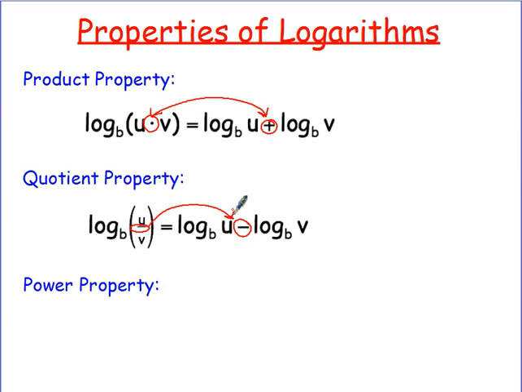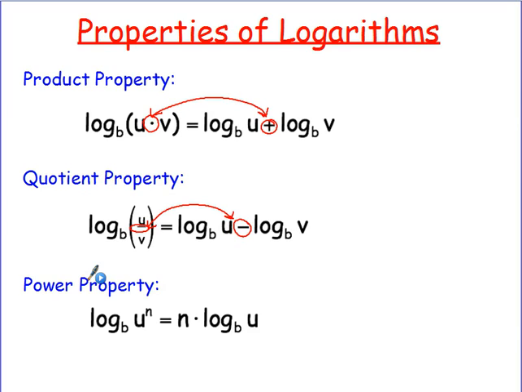The other way works as well. If you have two logs that are subtracted, when you put them back together, it becomes division. Anything before the minus goes on top. Anything after the minus goes on the bottom. And finally, the power property.